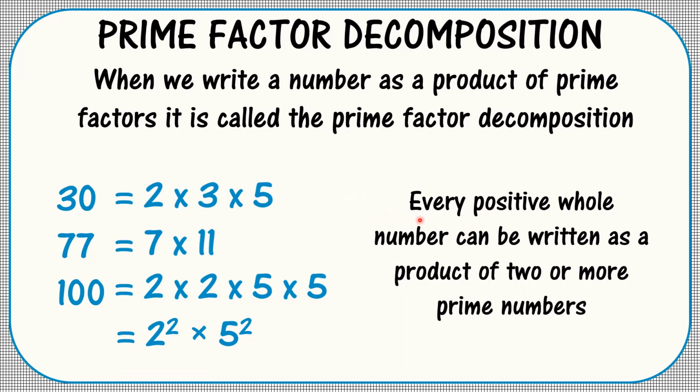So we can say that every positive whole number can be written as a product of 2 or more prime numbers. There are some further conditions, but for now, this statement is sufficient.